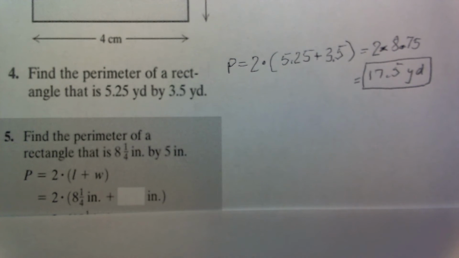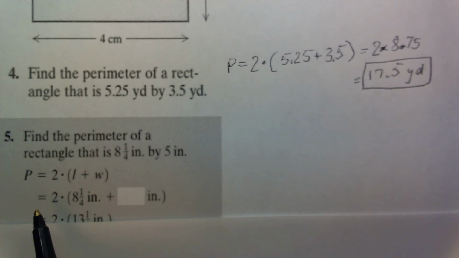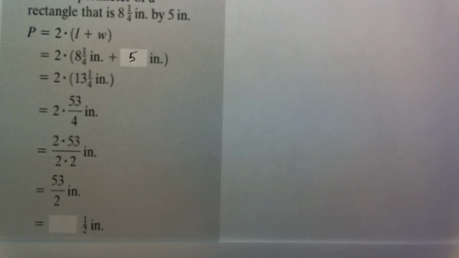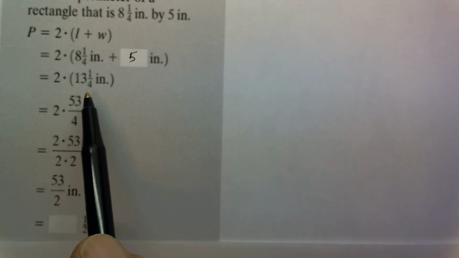In number 5, we have to find the perimeter of a rectangle that's 8¼ inches by 5 inches. Again, we use the formula 2 times length plus width. So it's 2 times 8¼ inches plus 5 inches. So that's 2 times 13¼ inches, since 8¼ inches plus 5 inches is 13¼ inches.